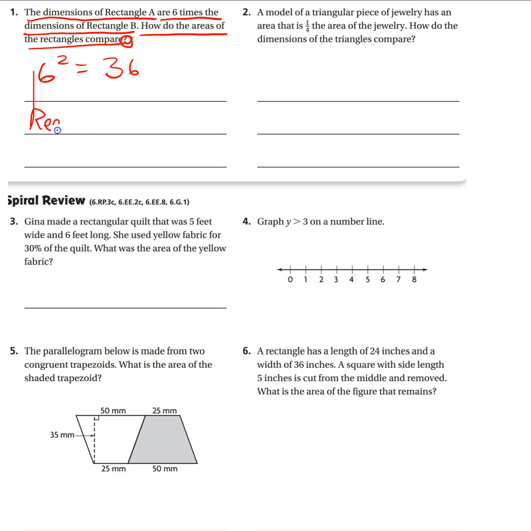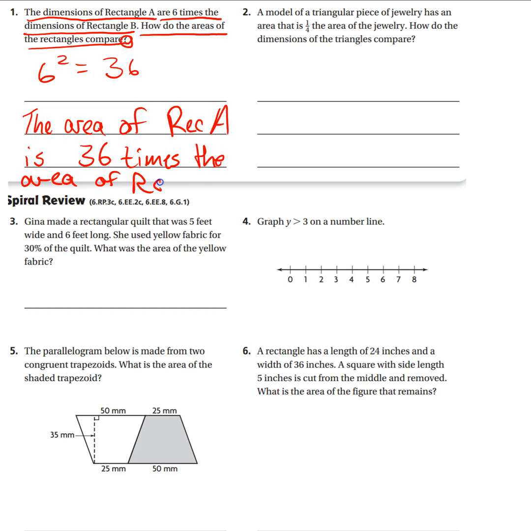Rectangle A is 36. Let me be more clear, and be very clear. The area of rectangle 1, or A, is 36 times the area of rectangle B.